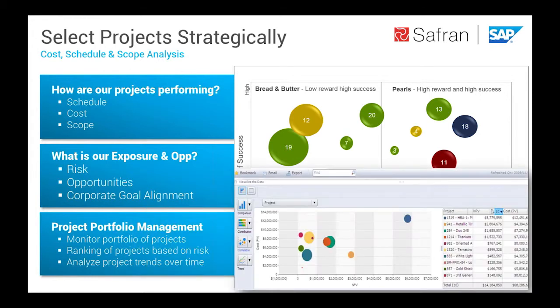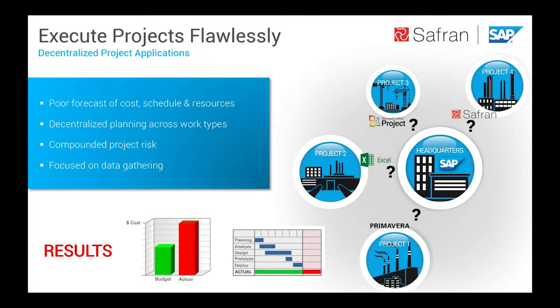Well, most companies have a project portfolio management system that allows you to see this and make this kind of analysis. And that's what we want to enable here in this initiative between Safran and SAP, and allow companies to better monitor their portfolio projects, ranking of projects based on risk, and to analyze project trends over time. So with that said, now that we've looked at the selection of projects and how we can impact that, let's look at the execution of projects with the goal of executing projects more flawlessly.